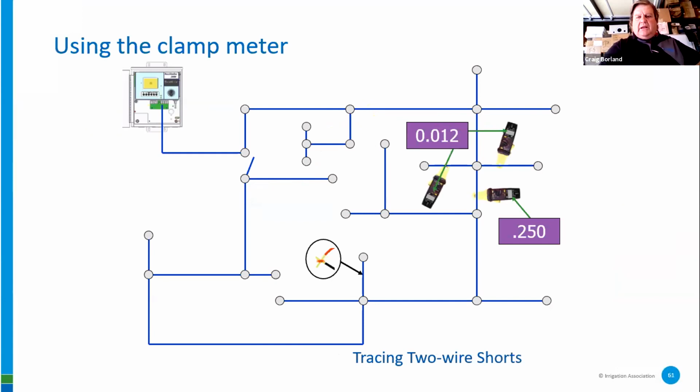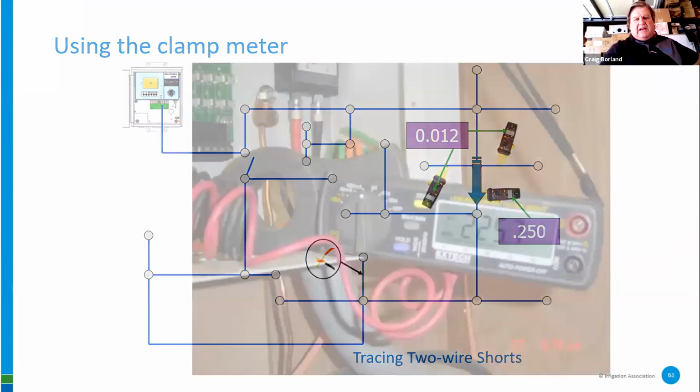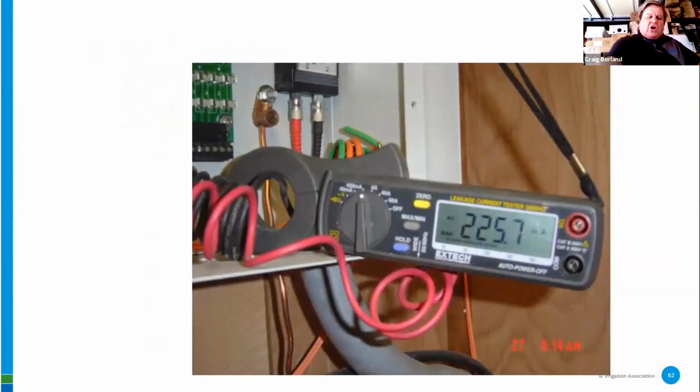Work your way down the line. And you just keep moving down the path, opening valve boxes and looking inside and checking each one. Start at the clock. 225 milliamps, that's a current draw that's excessive. That's a problem. Where's the problem? You just have to walk the field to find it.